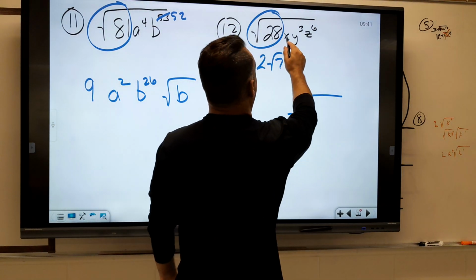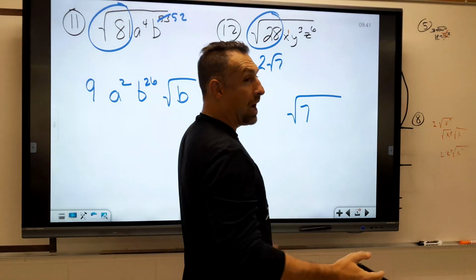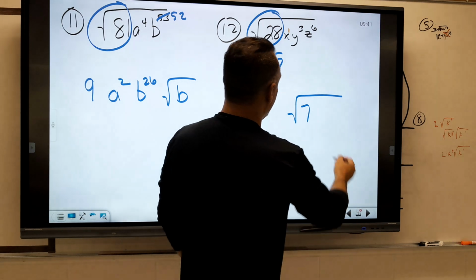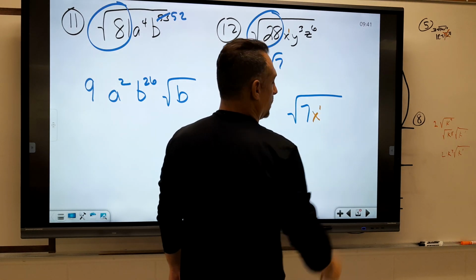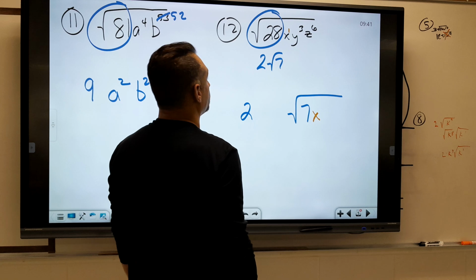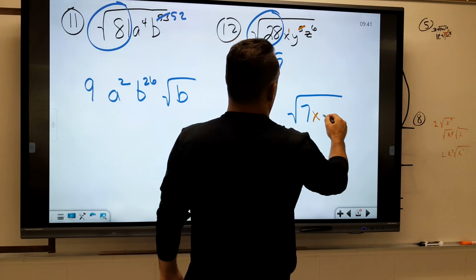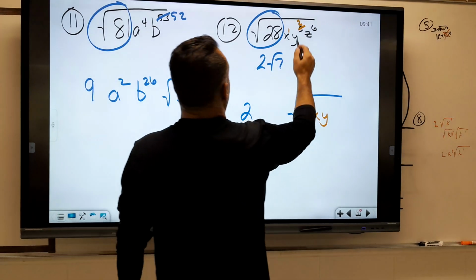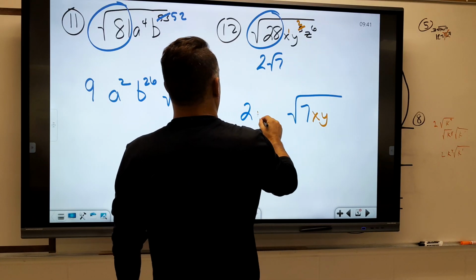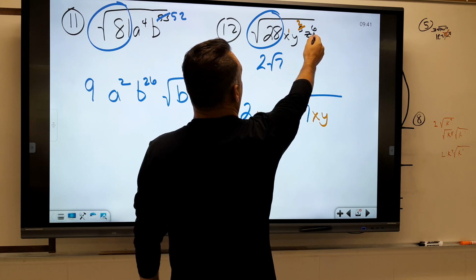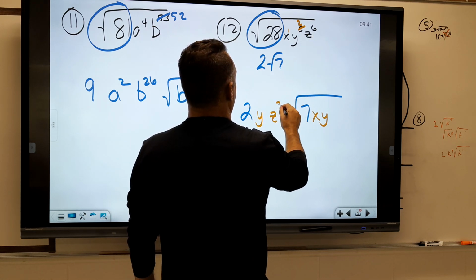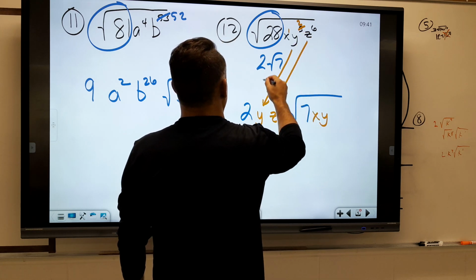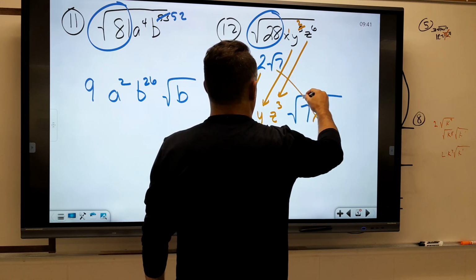What's the exponent on the x? 1. It's odd. Can I half it? No, you can't. It is the leftover. The y has a leftover. The z does not. If I half the exponent on the y, you get y. If I half the exponent on the z, we get z to the 3rd. That one gave us that answer. This one gave us that answer. The 2 went there, and the root 7 went there.